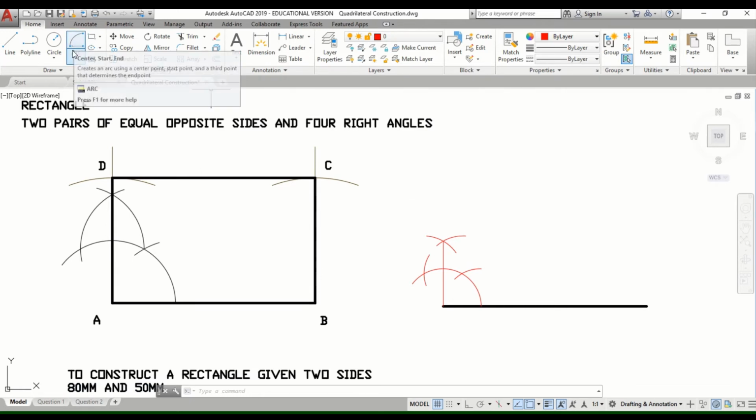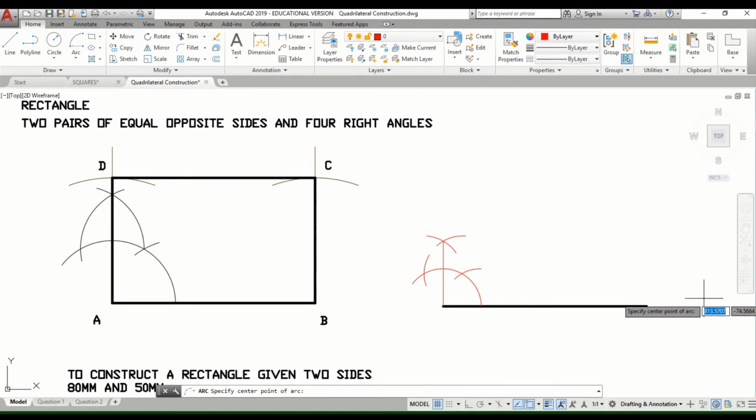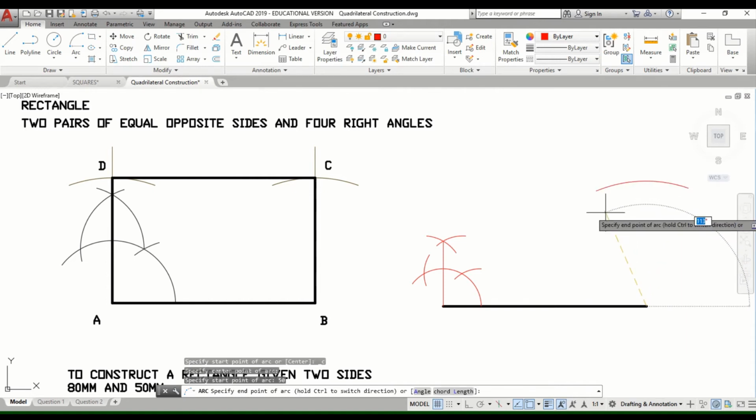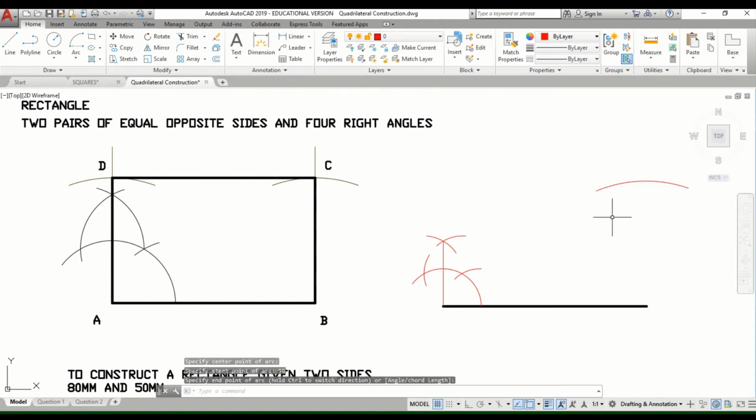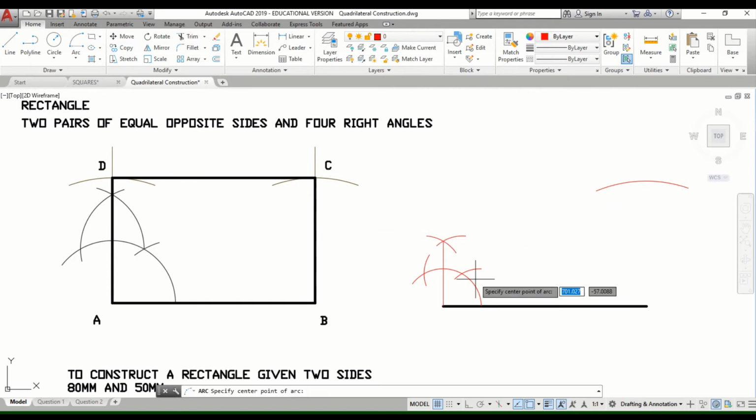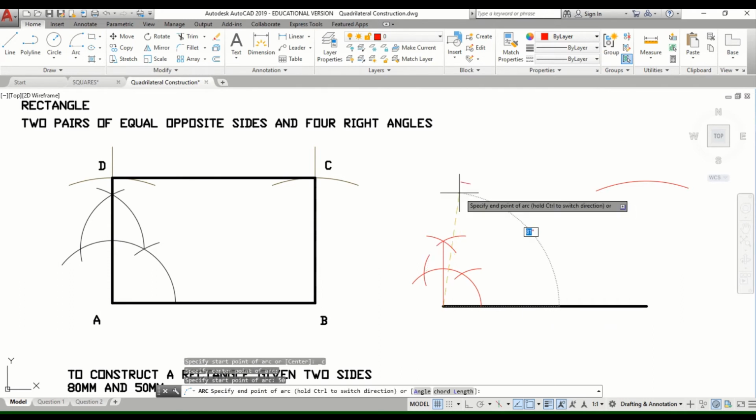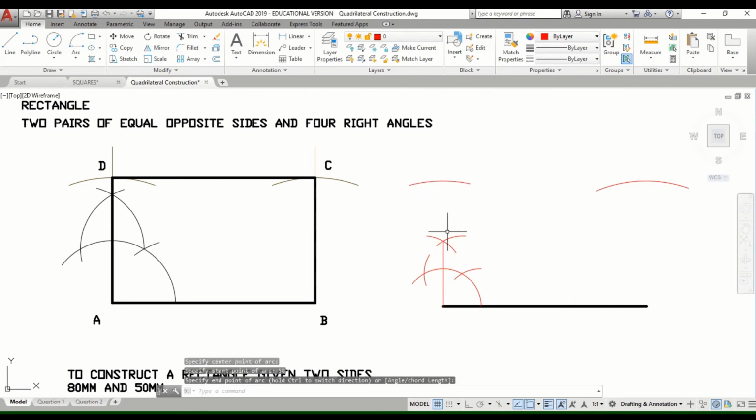So once again, arc tool, center start end. The measurement is 50, and we make an arc. And we do that from both ends of the line. Measurement is 50, we make the arc.